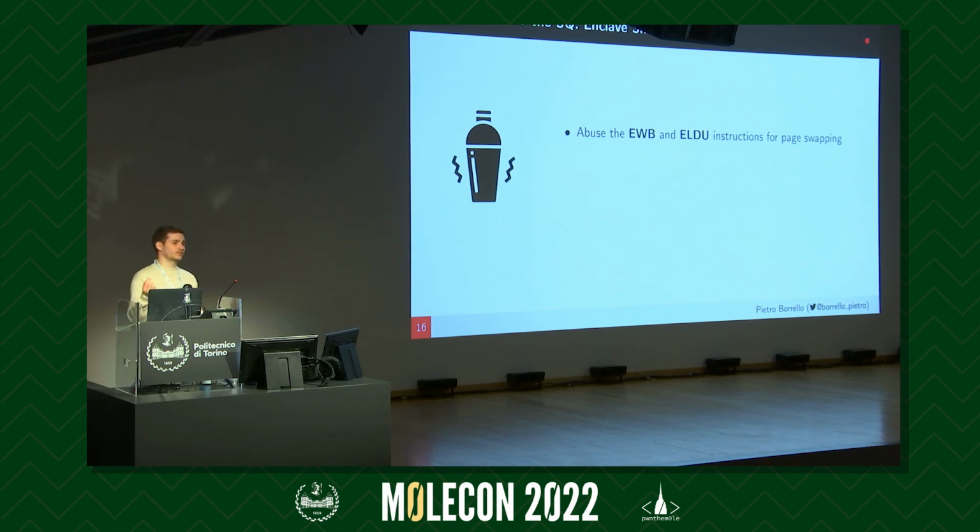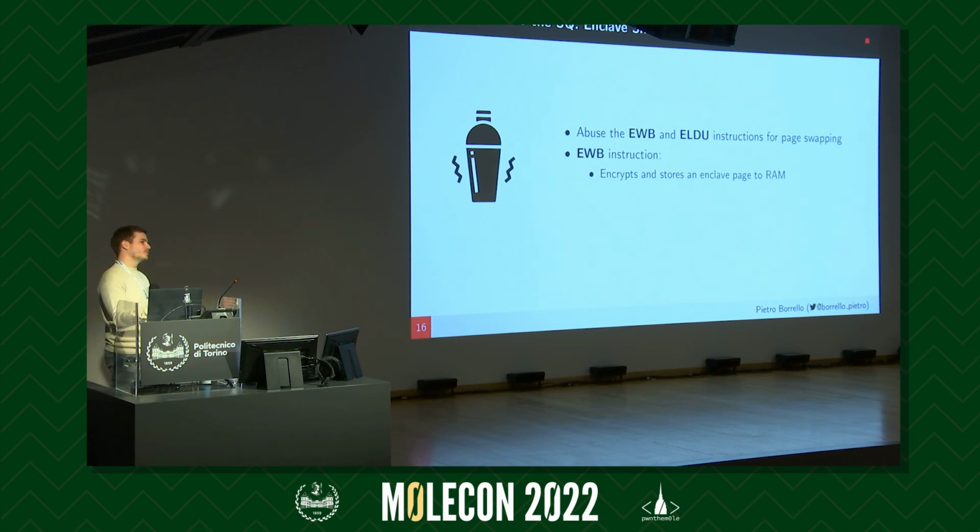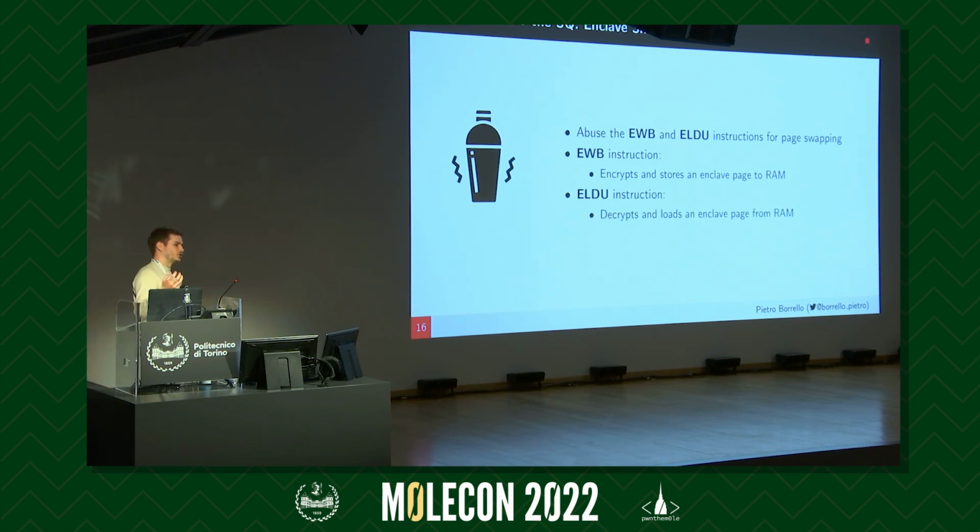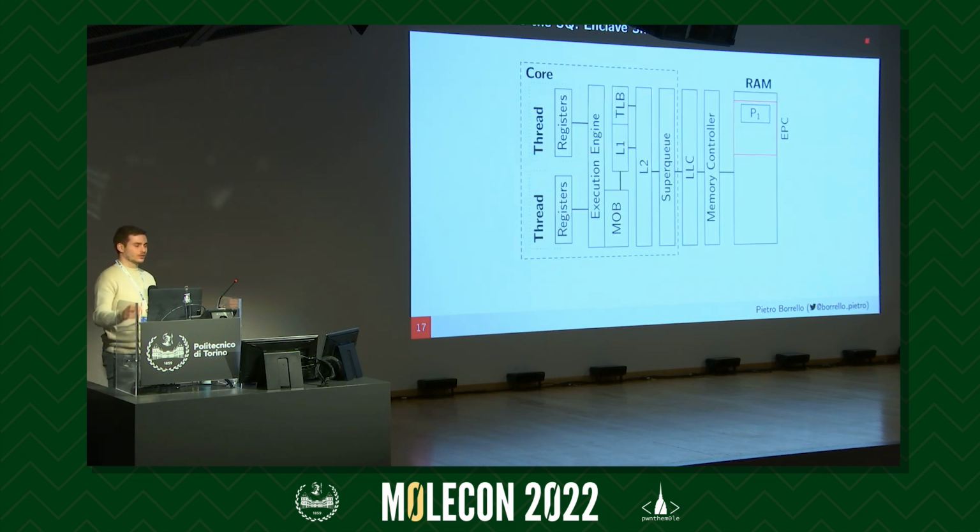We abuse the instructions EWB and ELDU for page swapping. The EWB instruction encrypts a page from the EPC and stores it to the RAM, and the ELDU instruction does the opposite: it takes a page that was encrypted in the RAM and puts it back into the EPC so that it can be used by an enclave. But let's think about what is happening when we execute those instructions. We have our RAM, and inside the RAM there is this dedicated memory region that is the EPC, which is encrypted by enclaves for enclave execution. That's the EPC.